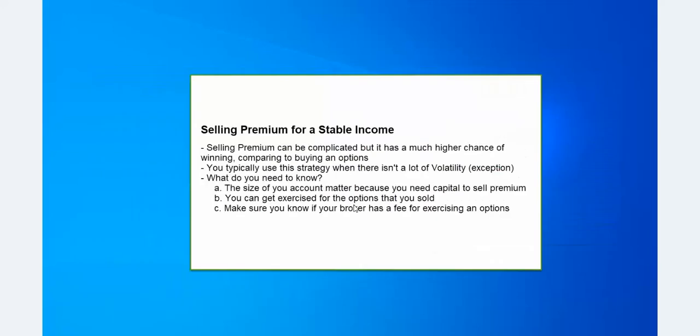Okay, last but not least, selling premium for a stable income. This one I'm not going to go into depth about. It's kind of complicated, but the only thing good about selling premium is that your chance of making money is much higher than buying the option itself. So that's one thing. The only thing is that you use this on something stable.